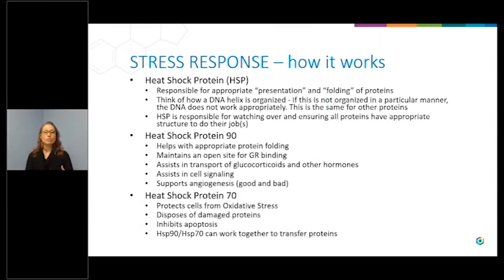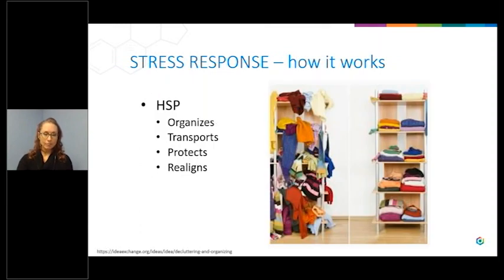Heat shock protein 70 disposes of damaged proteins. So if they're so messed up that they can't be folded back and put back to appropriate form, it disposes of them. It also inhibits apoptosis. So apoptosis is cell death, right? Like, bad cell, you're dead, we're going to get rid of you. This can also work to its favor or not, depending on what is happening in the cell. Heat shock protein 90 and heat shock protein 70 can work together to transfer proteins, and they can work together with glucocorticoid transfer and signaling.